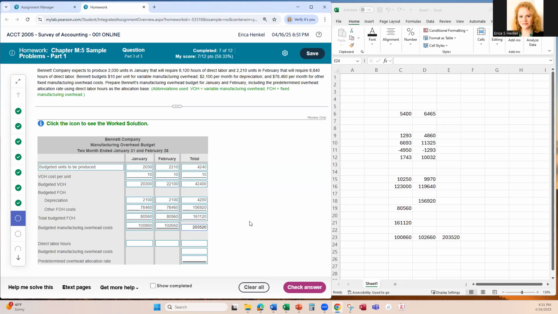All right, then in terms of labor hours, they gave us labor hours required, 8,120 hours, which they told us up here for the first month, and then 8,840 for the second month, for a total of 16,960 hours. They're using this direct labor to allocate out these costs. So we added up here our total budgeted costs are 203,520. We're going to take that total and divide it by the number of hours to get a rate of overhead to charge out per hour. Just like we're doing a predetermined overhead, right? So dividing the total budgeted overhead by the number of labor hours, since we're using labor to allocate that out, gives us a rate of $12 per hour.